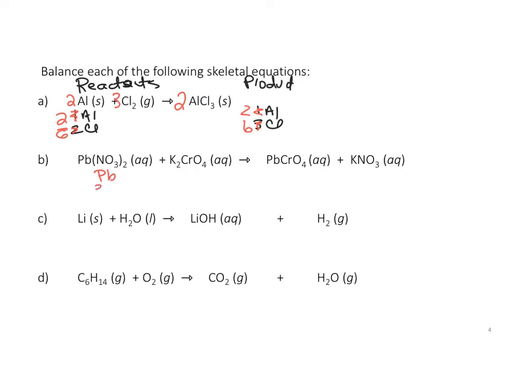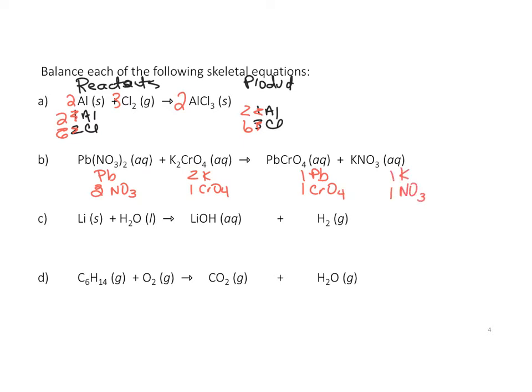All right, so reactants, we have 1 lead. Now you want to keep the polyatomics together. So we're going to say we have 2 NO3, and we have 2 potassium, and we have 1 chromate. Okay, so over here we have 1 lead, we have 1 chromate, we have 1 potassium, we have 1 nitrate.